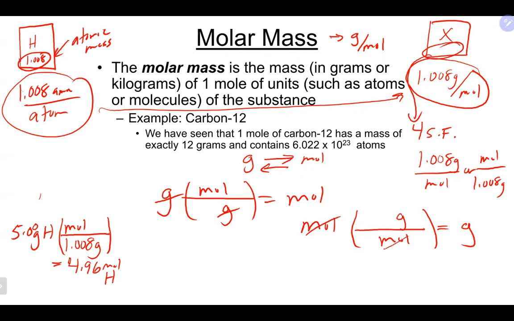So really Avogadro's number and molar mass are nothing more than a conversion factor to allow you to go between these units. And again, in the molar mass case, we get all those numbers from the periodic table. And then Avogadro's number obviously is just a number that it is that number. Any questions on that there?